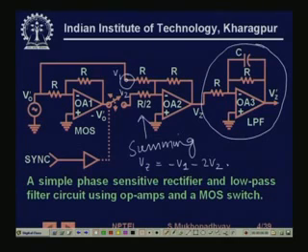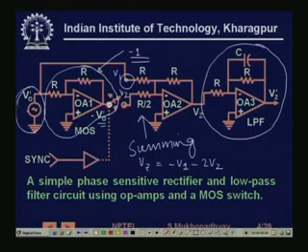Now you see what this is. This is a simple unity gain inverting amplifier, so the gain here is minus 1. So at this point, V0 dashed is equal to minus V0. This is the signal that we want to demodulate, right?